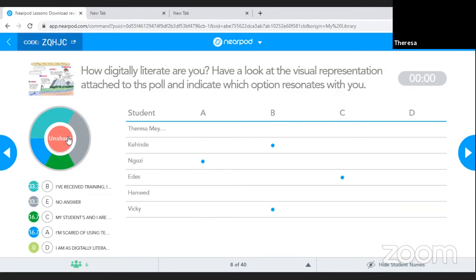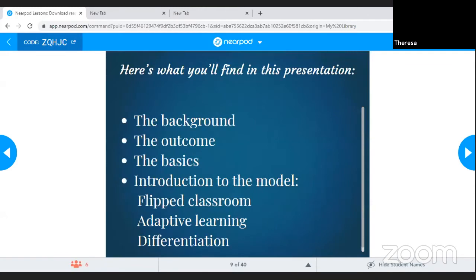Our poll will show us that there's a fair distribution as far as digital literacy is concerned, which means that some feel a little bit more confident than others, which is okay. We've got you. We're going to move forward and show you how we can incorporate all our skills and make this a little bit easier for you.